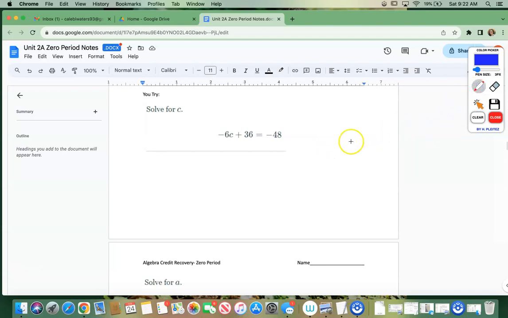All right, so let's get into these, see how you did. So moving the constant first, I'm subtracting my 36, subtracting my 36. And let's see if I can do some fancy math in my head. This cancels out. That'll be negative 6c. 48 plus 30 is 78, plus 6 more, that'd be 84. So negative 6c equals negative 84.